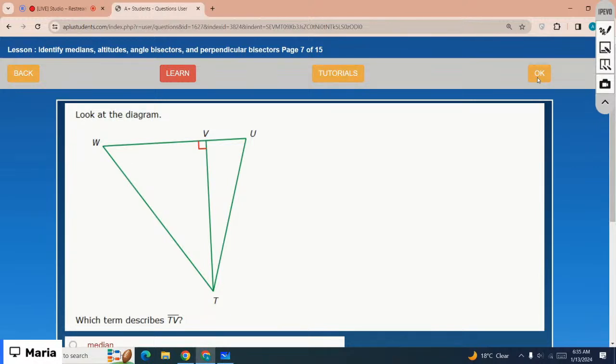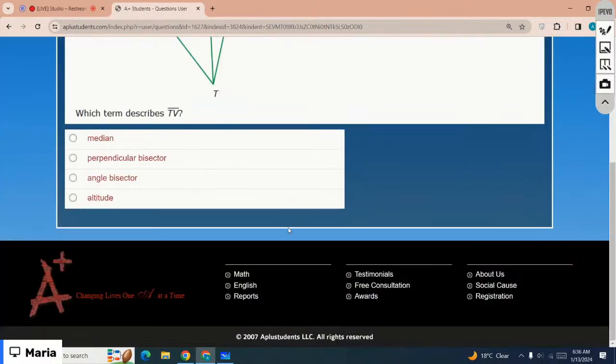Look at this diagram. Which term describes TV, which is the correct option? Altitude it is, right? The correct option is altitude.